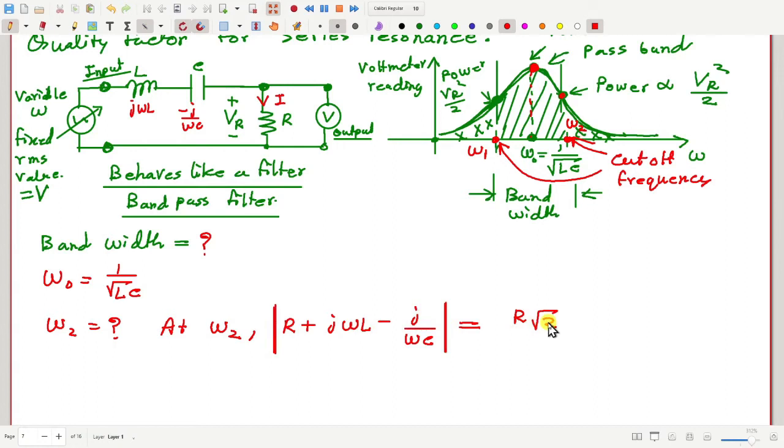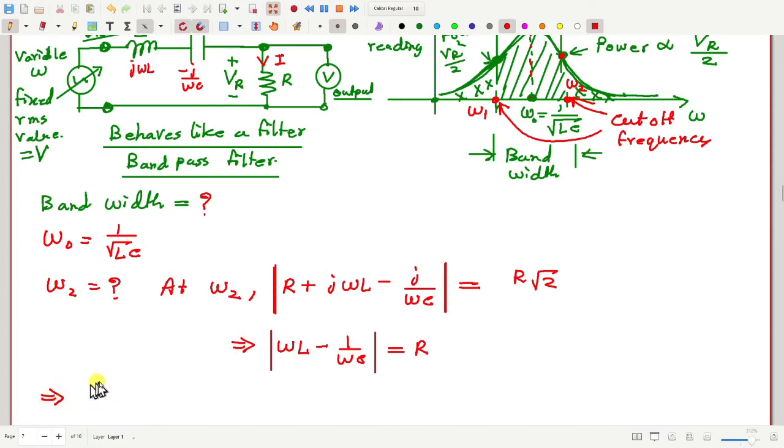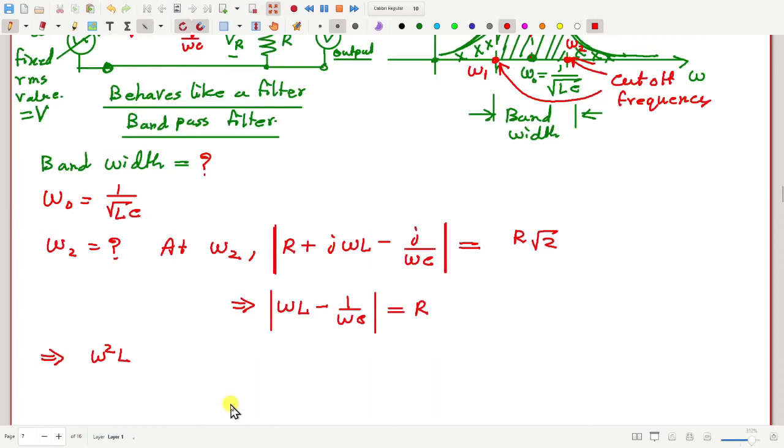Is the logic clear to everyone? Anyone with any doubt? If not, then tell me what should be the magnitude of omega L minus 1 by omega C? R. It should be R, absolutely right. So now we can write omega square LC minus omega RC minus 1. This should be equal to 0.